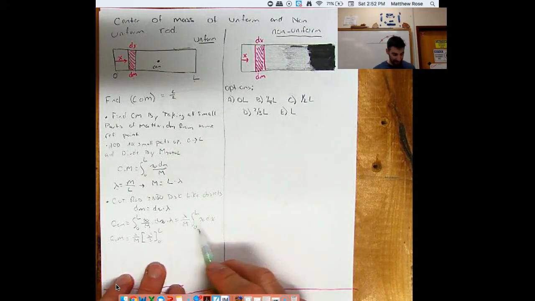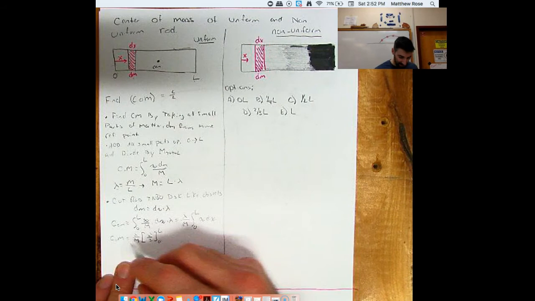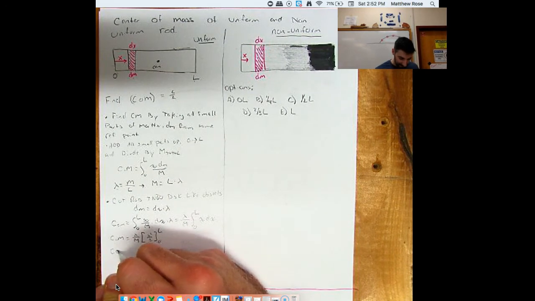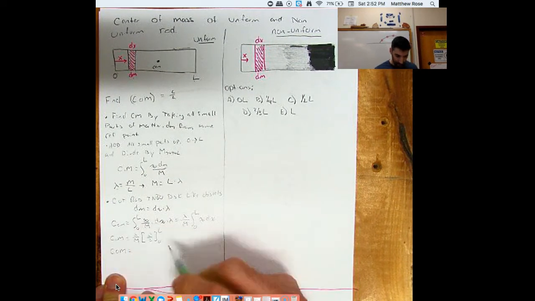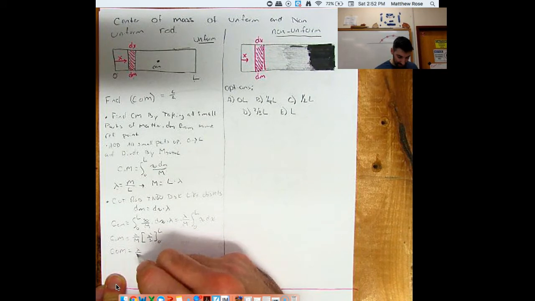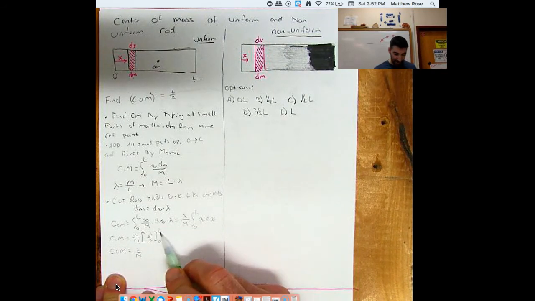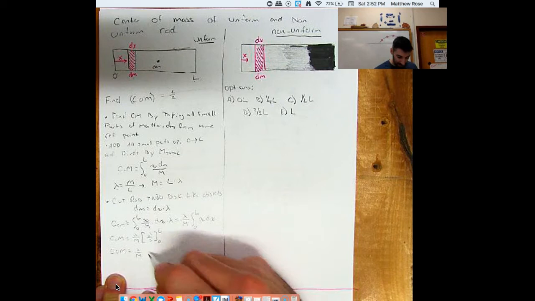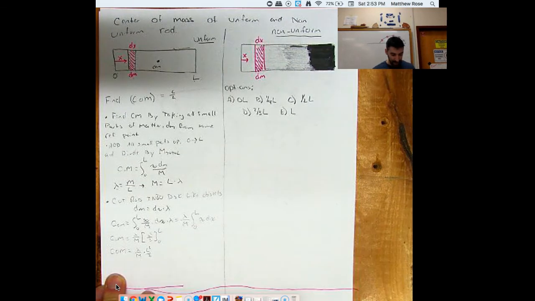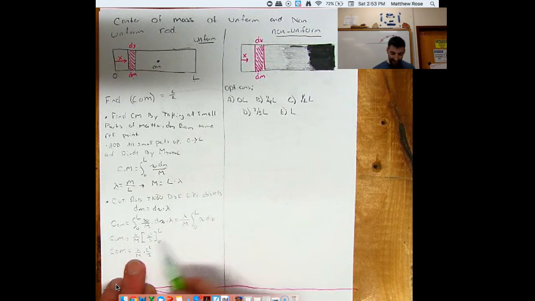Well, I know the zeros are going to cancel out, so I'm really just going to have my center of mass equal to lambda over M. That's still lambda over M. Now I'm going to sub in my L squared over 2 minus 0, so that's going to be times L squared over 2. And now my last step is, what was lambda?